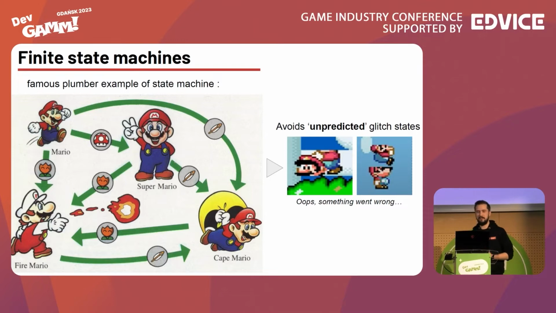For example, if we had a finite state machine of this famous plumber here, we could say that he can be only in one unique state at a time. So, for example, taking the flower, taking the mushrooms, or taking the feather. So we would use a state machine in this case in order to not have such things, for example, to enter into some unpredicted states, some glitched states that are not part of what we want.